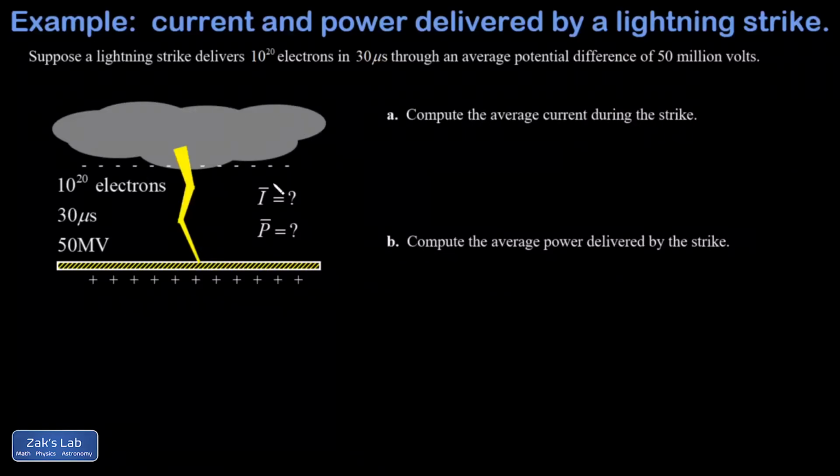In this problem, we're looking at some numbers that are reasonably ordinary for a lightning strike. I think this lightning strike is perhaps a bit more aggressive than average, but it's plausible. So we're given that 10 to the 20th electrons are transferred, and it takes 30 microseconds to get this done. And the average potential difference they're accelerated through is 50 million volts.